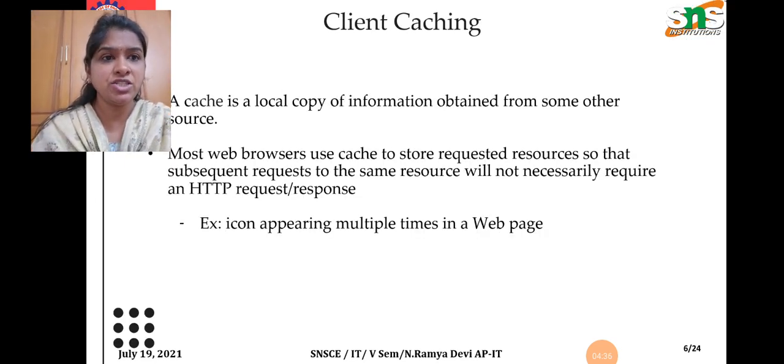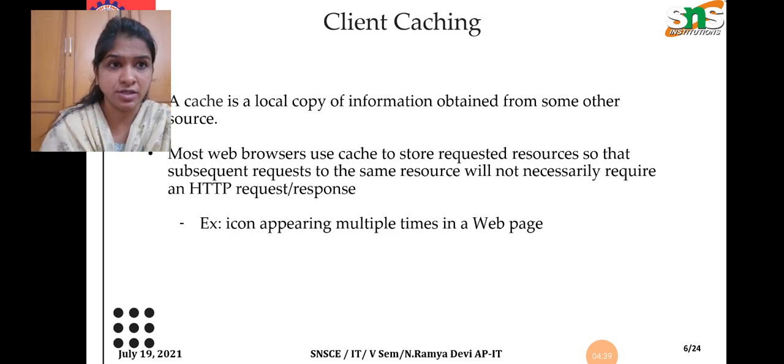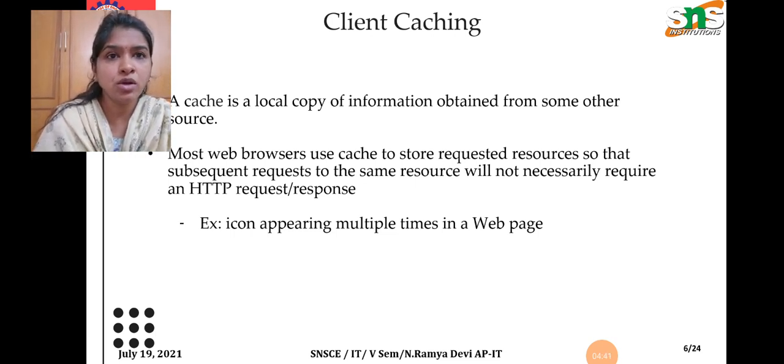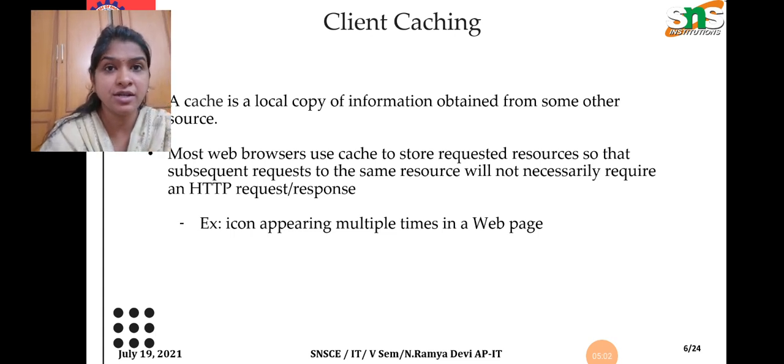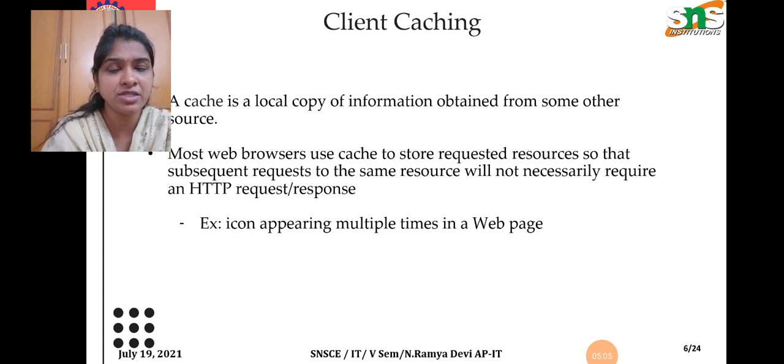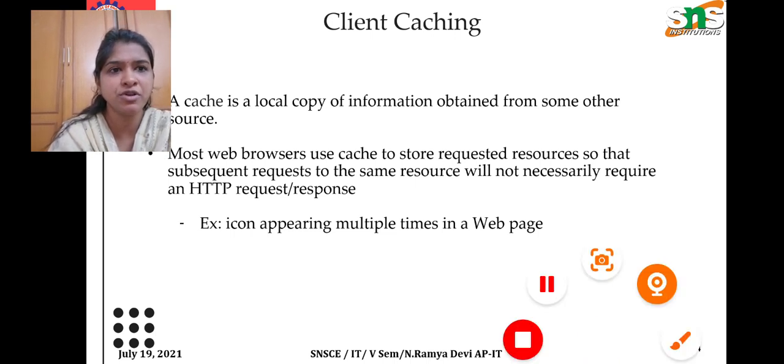So client caching is an important thing on the server side. A cache is a local copy of information obtained from some other source, and most web browsers use a cache to store requested resources so that subsequent requests to the same resource will not necessarily require an HTTP request or response. For example, if you have an icon appearing multiple times in a web page, the client will check the client cache. If it is available in the cache, it will retrieve it from there, otherwise it will go to the server for communication.